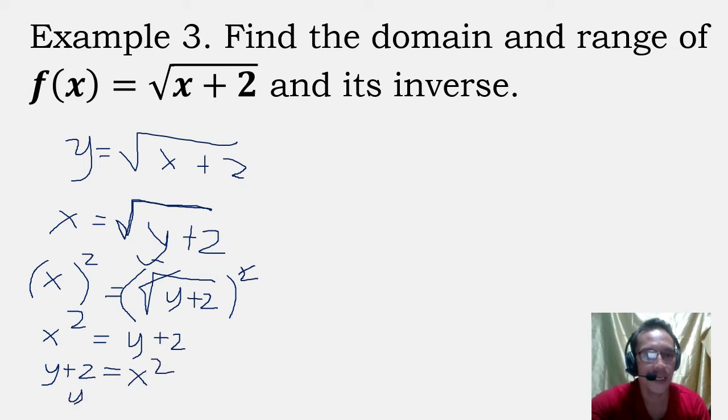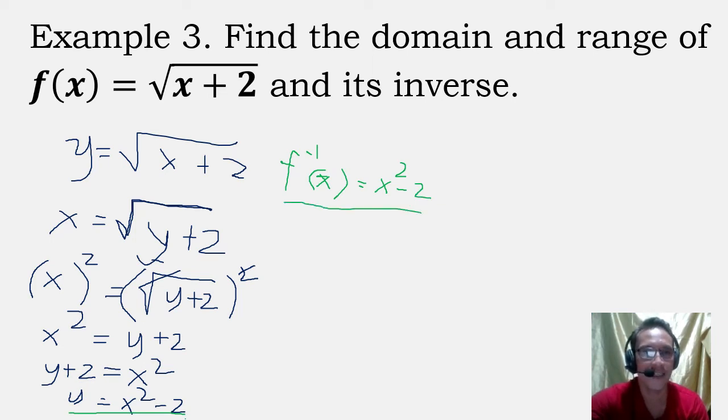So y now is equal to x squared. We are going to transpose positive 2, so it becomes negative 2. So therefore, the equation for y is equal to x squared minus 2. And this is the inverse of the given function. So let us write the inverse in proper form. f raised to negative 1 of x equals x squared minus 2. Okay. So this is the inverse.